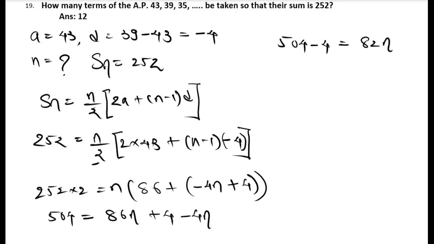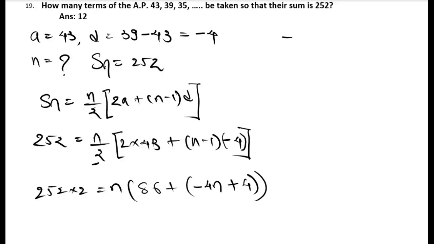No, there is some mistake. There is an n outside which I should have multiplied inside with everything, which I did not multiply. Yeah, so I was expecting a quadratic equation. That's why I suspected that there is a silly mistake by me. Cool. So this will become 504, this will become n bracket 86 plus 4 minus 4n. Now it is correct.